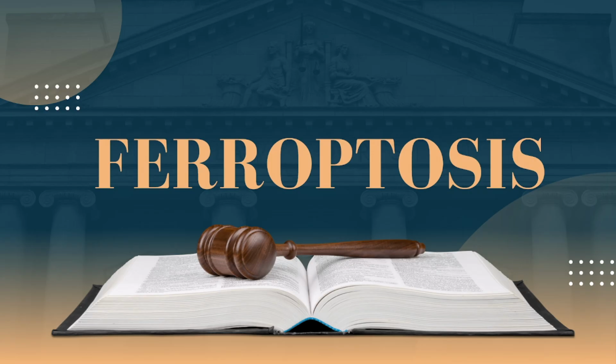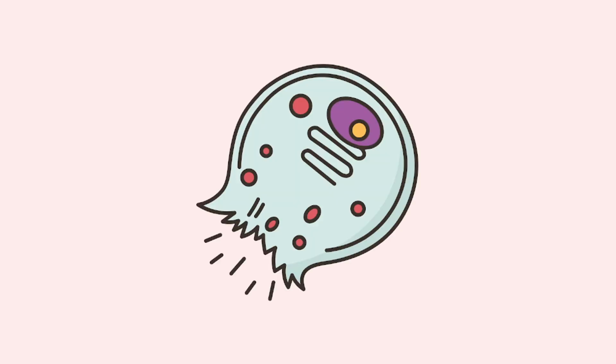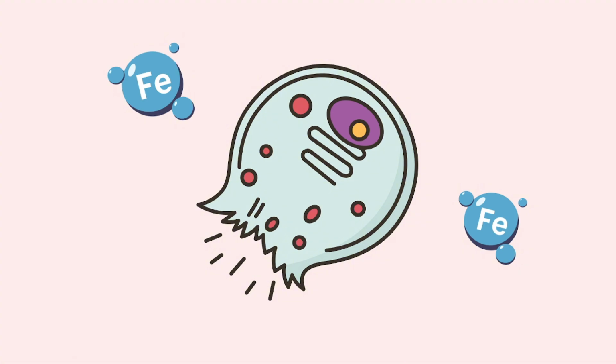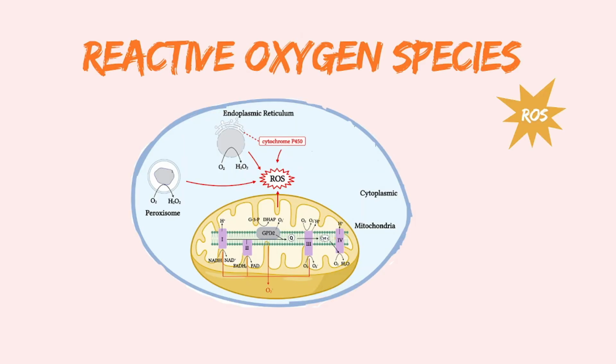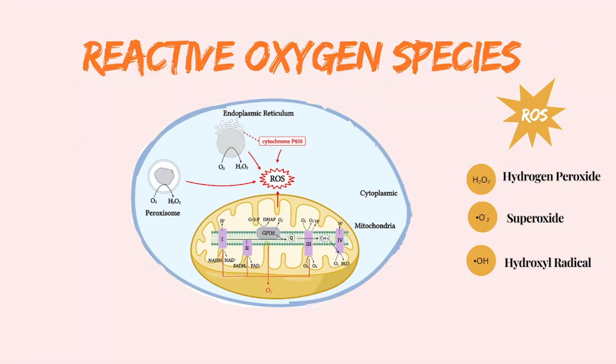You may be wondering how ferroptosis, our mystery killer, carried out its evil deed. Well, ferroptosis is a form of iron-dependent cell death that occurs when the cell is unable to control the accumulation of lipid peroxides in the cell membrane. To start the story, we first need to introduce molecules called reactive oxygen species, or ROS for short. These are highly reactive molecules derived from oxygen, such as hydrogen peroxide, superoxide, and hydroxyl radicals.